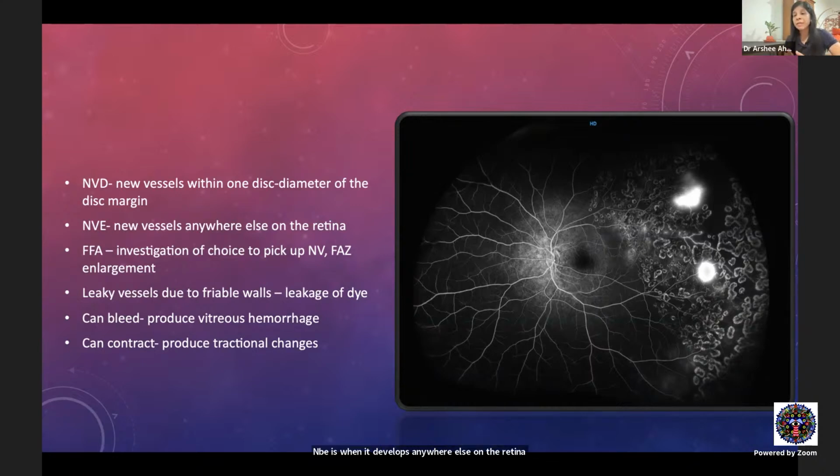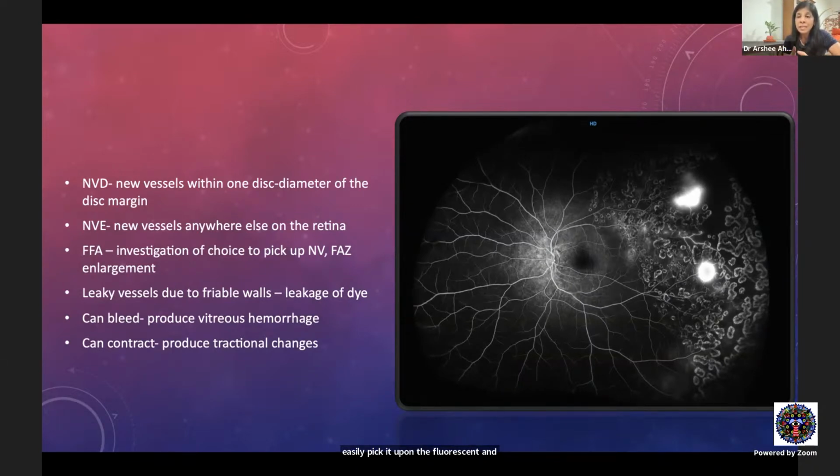So fluorescein angiography is definitely the investigation of choice to pick up neovascularization. And as in the previous case, and even in this case, in this photograph, you see enlargement of the foveal avascular zone, which are all signs of macular ischemia and poor visual outcome. Now, why are you able to pick up these vessels on fluorescein angiography? So normally the retinal vessels would not leak any dye because the barriers are intact. But when there is any inflammation, these capillaries leak and the dye also leaks along with it. So you can easily pick it up on the fluorescein angiography.